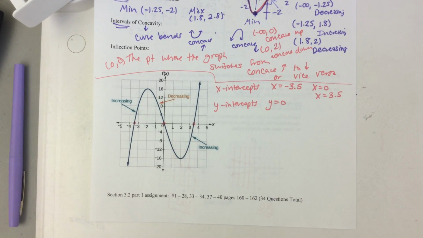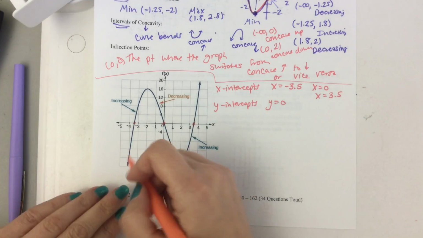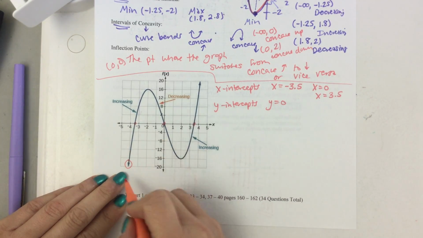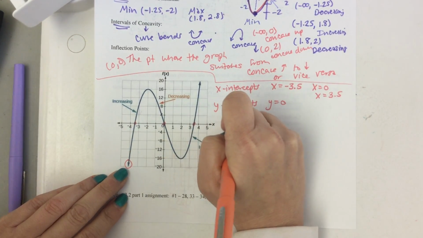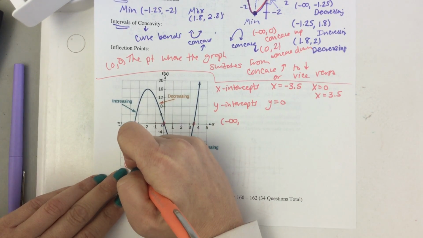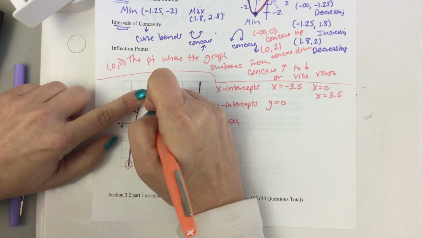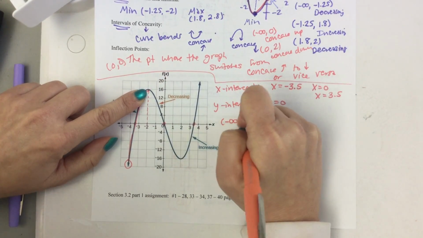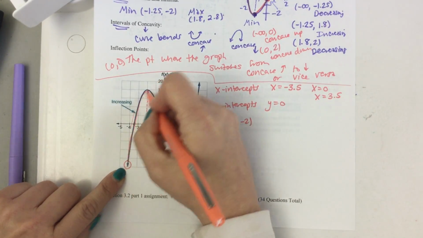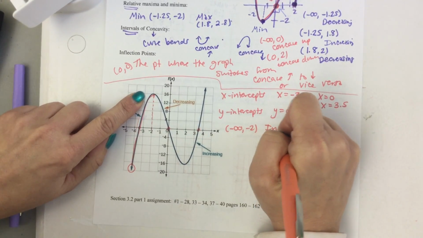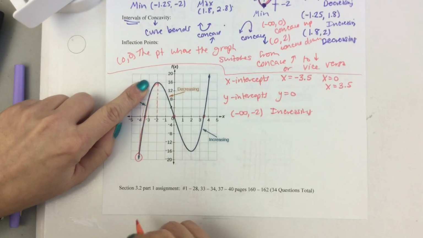Next thing we talked about were intervals of increasing and decreasing. You always go left to right. So here, this is an arrow going to the left, so negative infinity. Notice the graph is going up, up, up, till it hits here. The x value where it hits there is negative 2. So going left to right, that is increasing because it is going up.